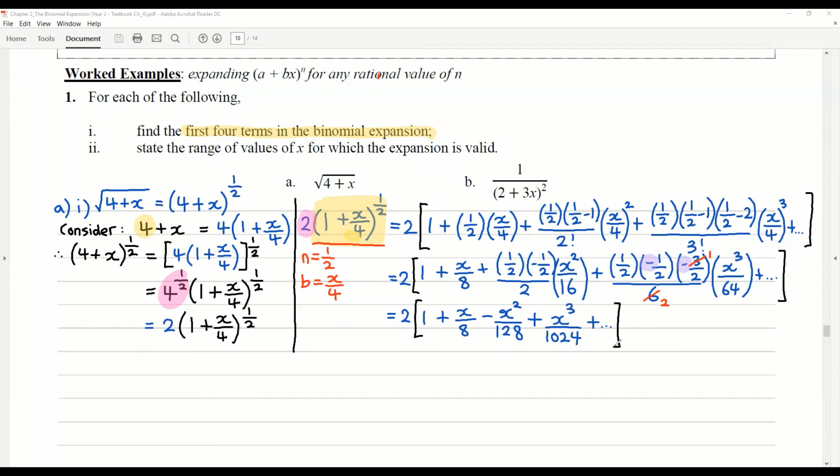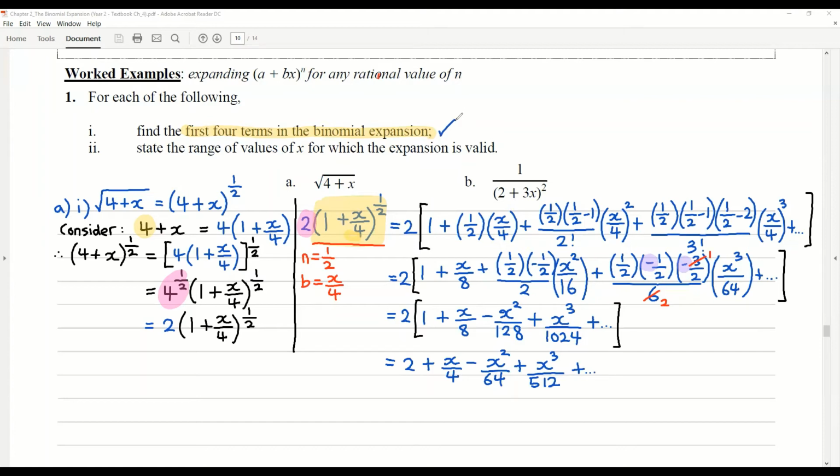And we're almost there. So the last step is just to double everything. So this is going to be 2, and then I just halve the denominators all the way along, plus x over 4, subtract x squared over 64, add x cubed over 512, plus some more to come. Okay, so that's part I. We've done that.